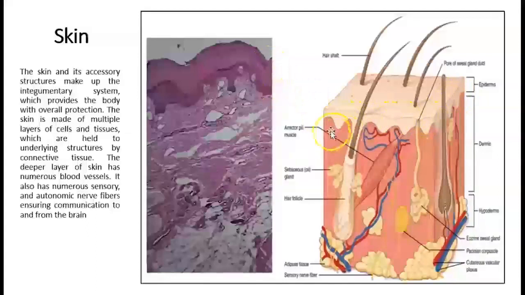The dermis, see this pink area right here, this one right here, and this one right here, is connective tissue. Because as you can see, it connects these structures that you have here. And also in the hypodermis, you have adipose tissue.